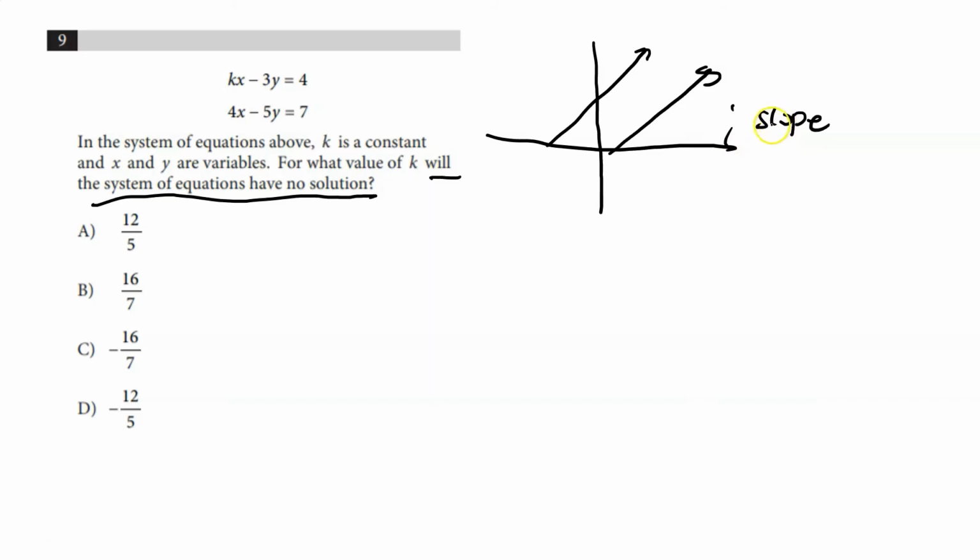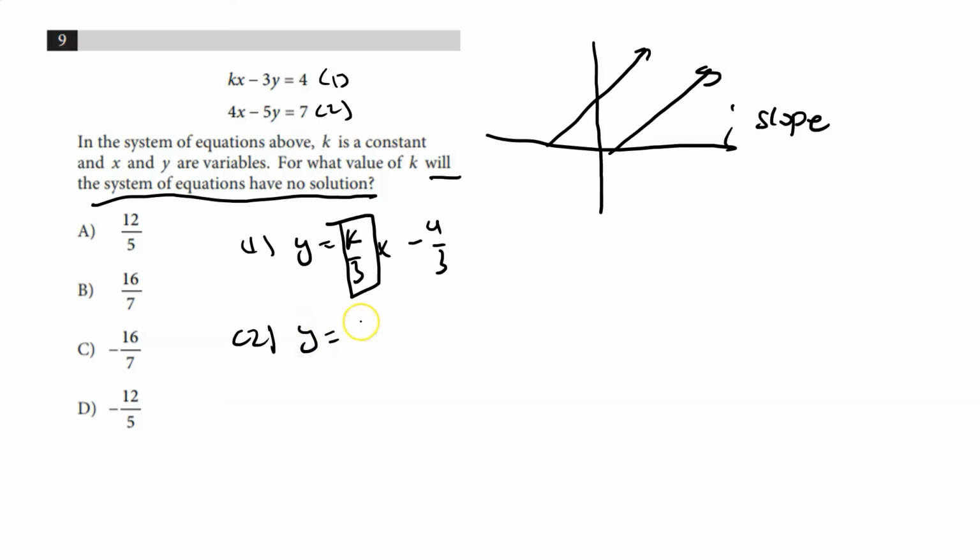And to isolate the slope in an equation like this, we want to write it in slope-intercept form. So we can rewrite this top equation, let's call them equation 1 and equation 2. Equation 1 can be rewritten as y equals k over 3 x minus 4 over 3. And k over 3 is clearly our slope. And equation 2 can be written as y equals 4/5 x minus 7/5, where once again 4/5 is the slope.